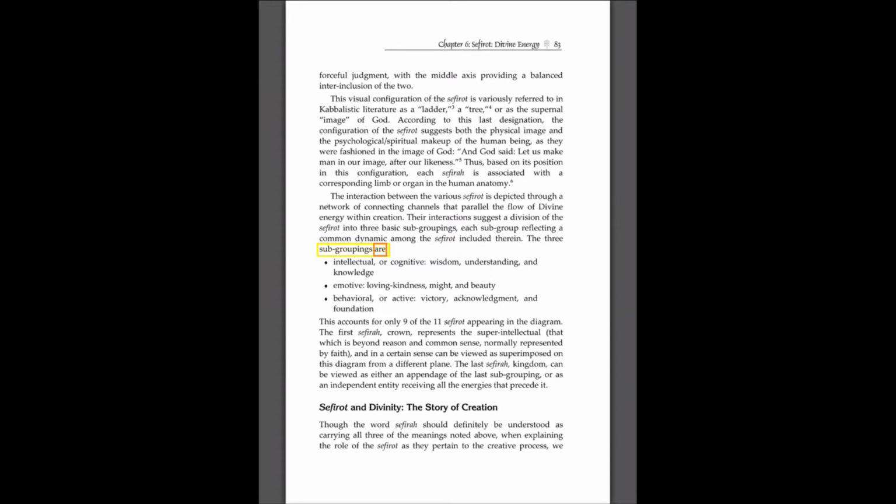The 3 subgroupings are intellectual, or cognitive: wisdom, understanding, and knowledge; emotive: loving kindness, might, and beauty; behavioral, or active: victory, acknowledgement, and foundation. This accounts for only 9 of the 11 sephirot appearing in the diagram. The first sephira, crown, represents the super-intellectual, that which is beyond reason and common sense, normally represented by faith, and in a certain sense can be viewed as superimposed on this diagram from a different plane. The last sephira, kingdom, can be viewed as either an appendage of the last subgrouping, or as an independent entity receiving all the energies that precede it.